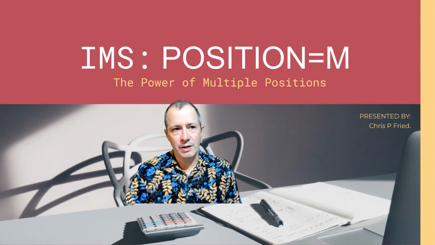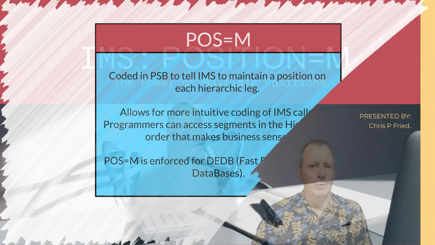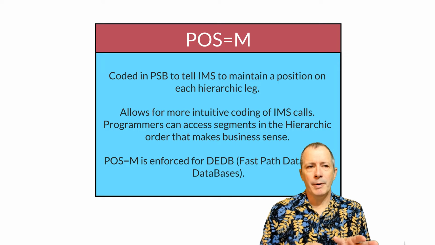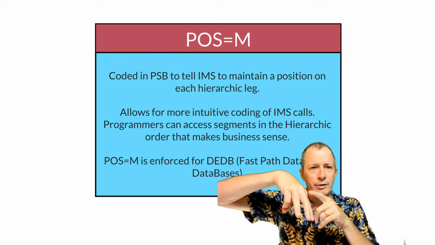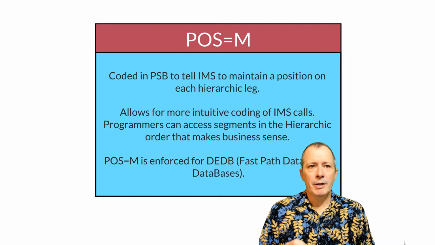The topic for this video is IMS, position equal M, the power of multiple positioning. I'm your host, Chris P. Fried. Position equal M is coded into the PCB to tell IMS to maintain a position on each hierarchical leg, which allows for more intuitive coding of IMS calls.